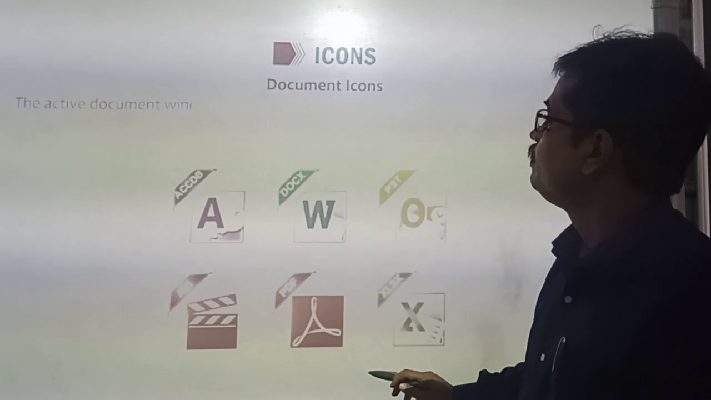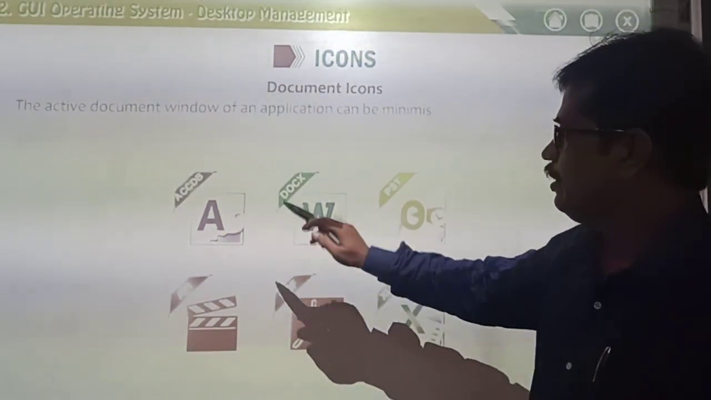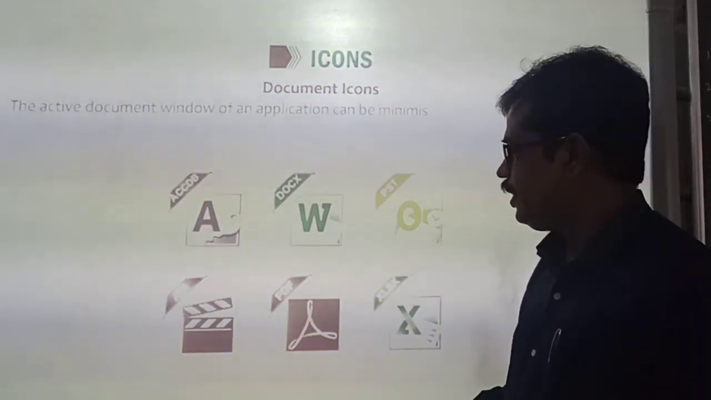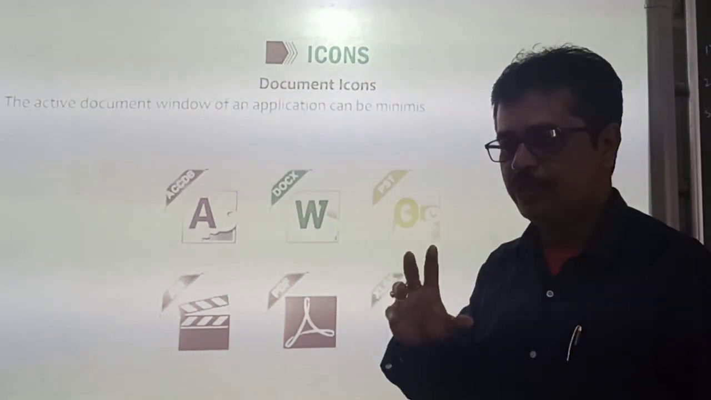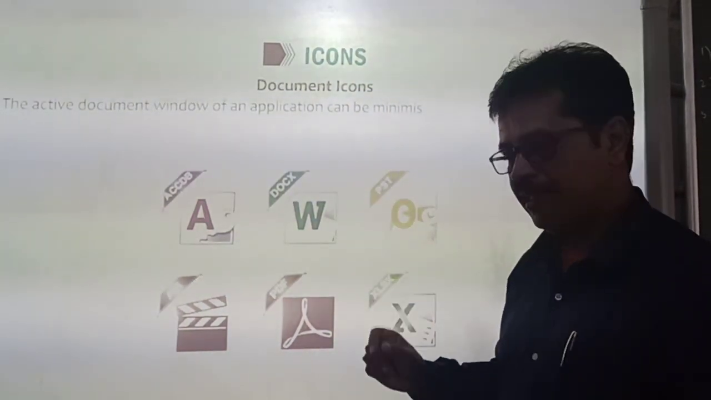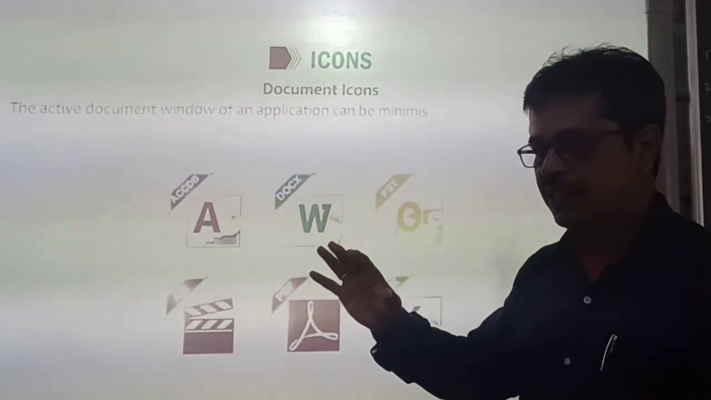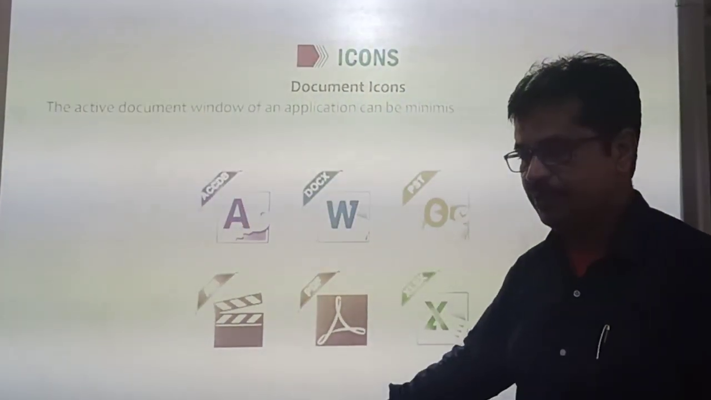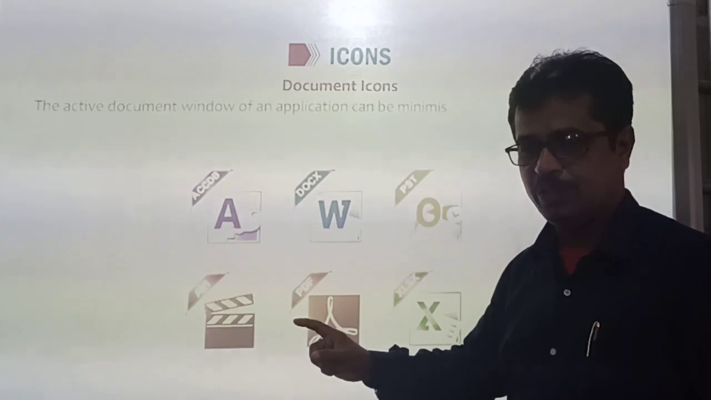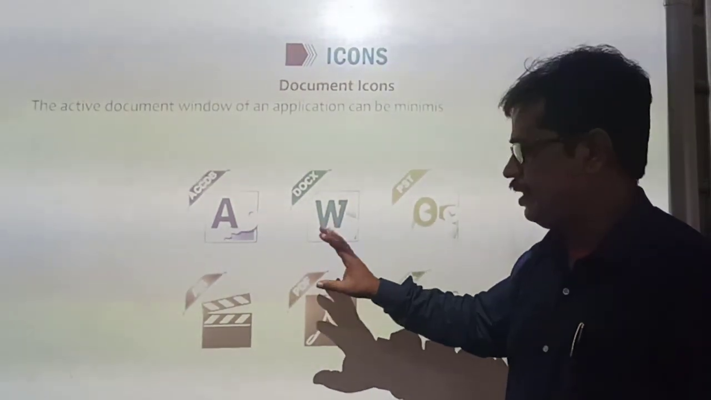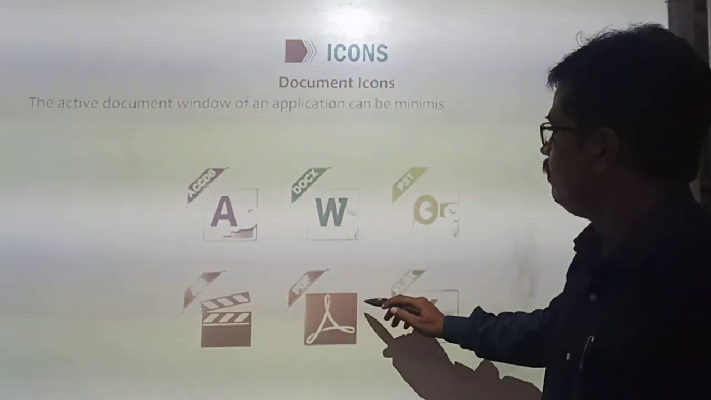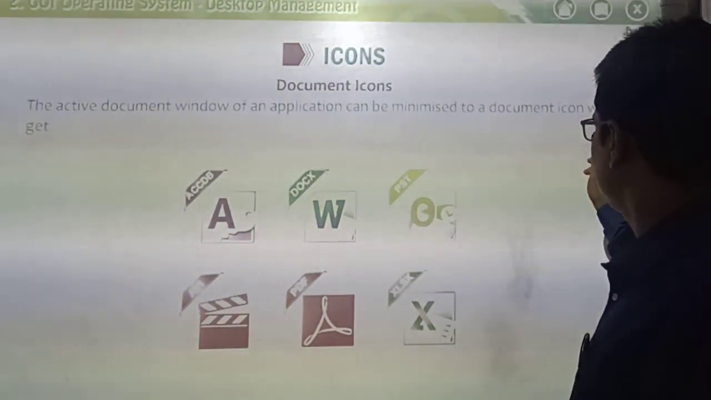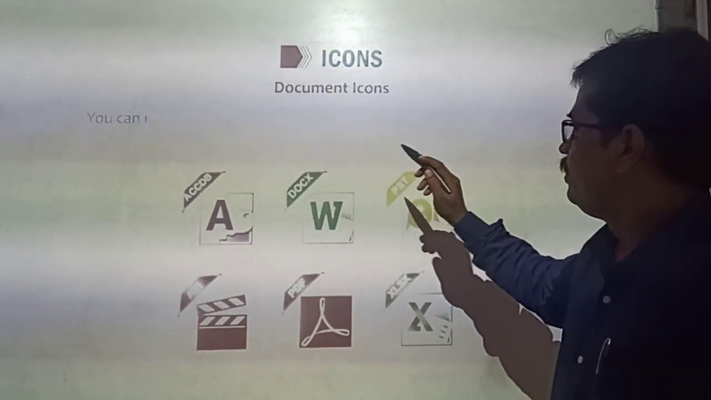Now document icons. The active document window of an application can be minimized. What is the meaning of active document icons? If you are using any program, suppose you are typing a letter in MS Word, then MS Word's document icon will be placed on the taskbar, a little bit highlighted. So you can see that MS Word is activated right now. That is the active document window. The application can be minimized to a document icon. Okay, now let's see.